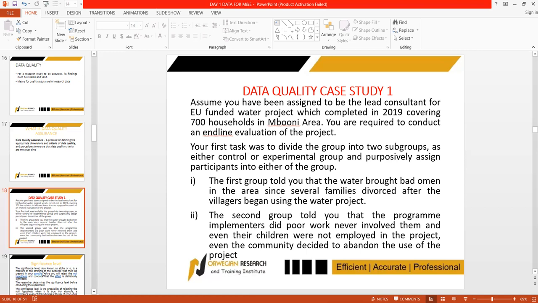Now, the second group told you that the program implemented did very poor work. They never involved the locals, and even the local children were not employed in the project. So definitely, the project was for the NGO, and when they left, the community rejected that water source. Those are the kind of information you receive on the spot. Then you as a consultant come down and sit at your table and try to diagnose this. Remember, this is what you call the meet-the-people tour. Meeting the people tour is very important before I even sit down to design my instrument.